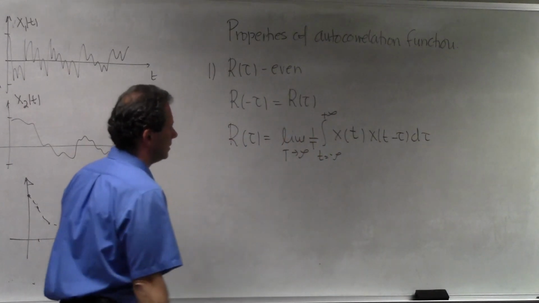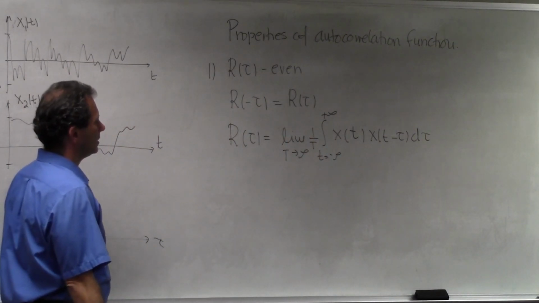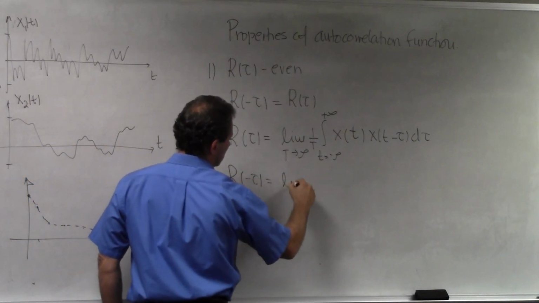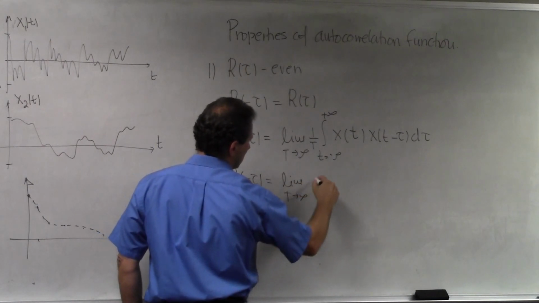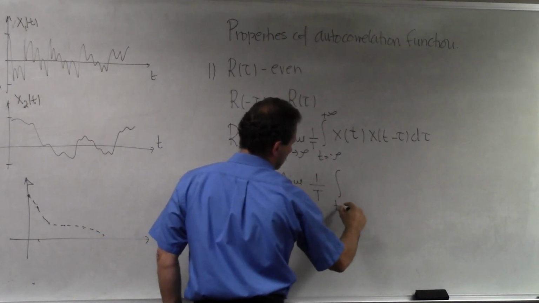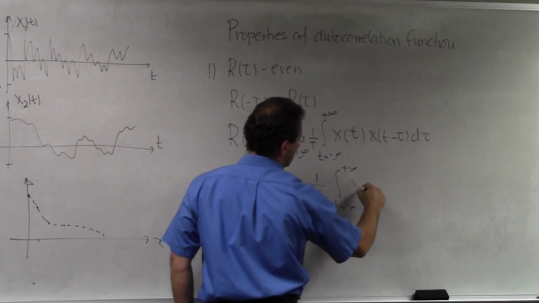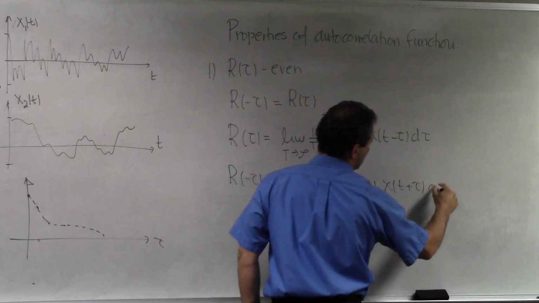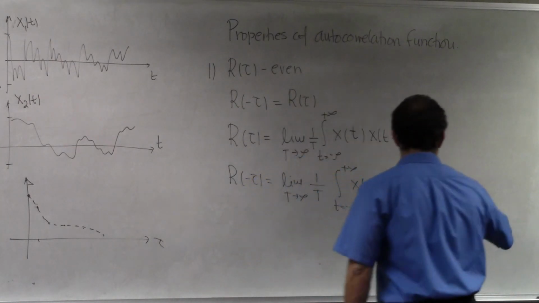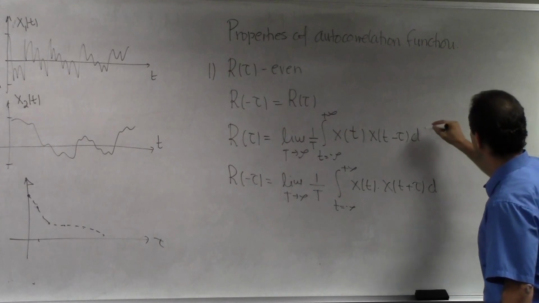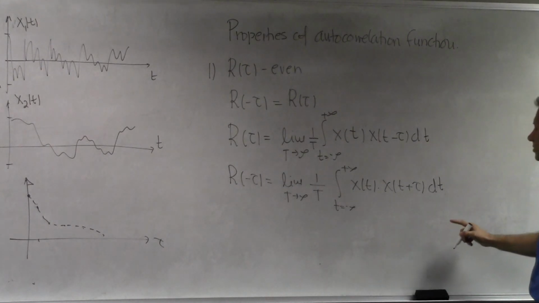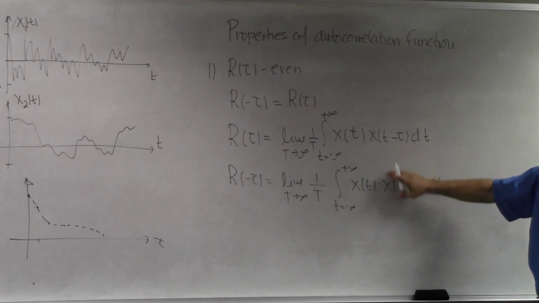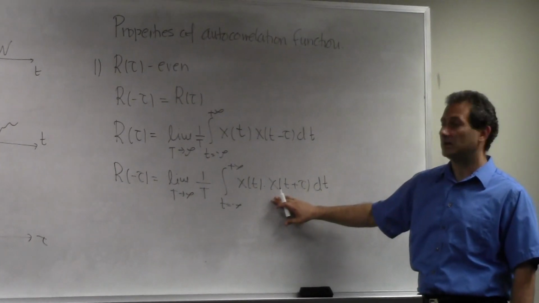Now I'm dropping the complex conjugate because we're dealing with real signals. And then R of minus tau ends up being the limit as T goes to infinity of 1 over T, integral from minus infinity to plus infinity, x of t times x of t plus tau, dt. Here I'm delaying the signal before multiplication, and here I'm advancing the signal before multiplication.